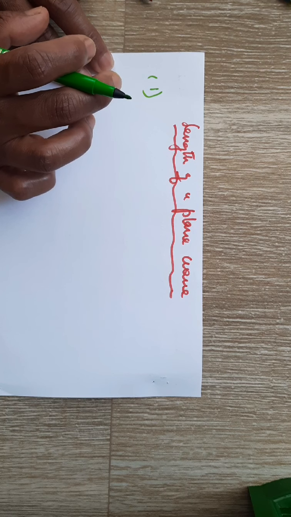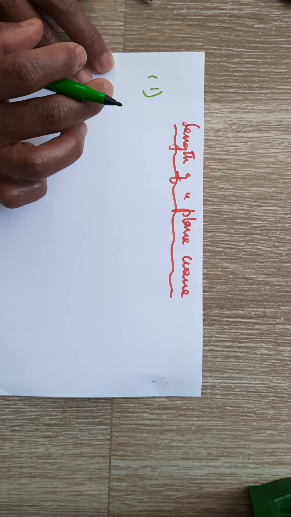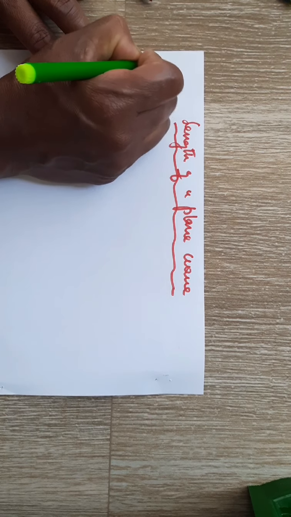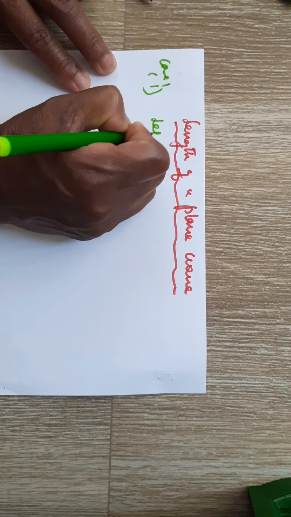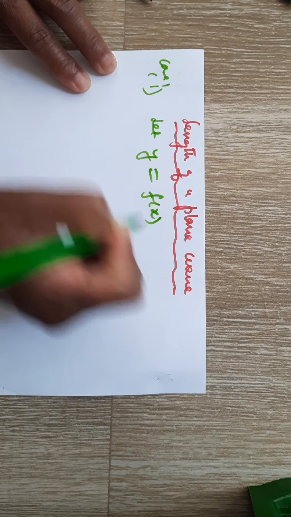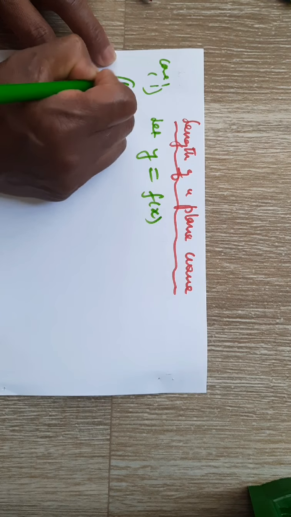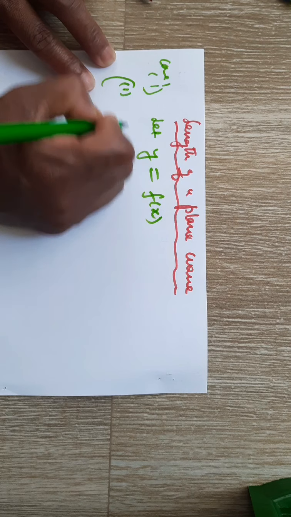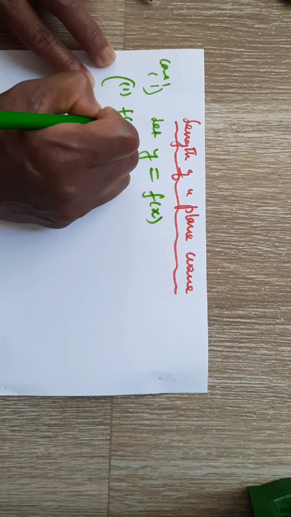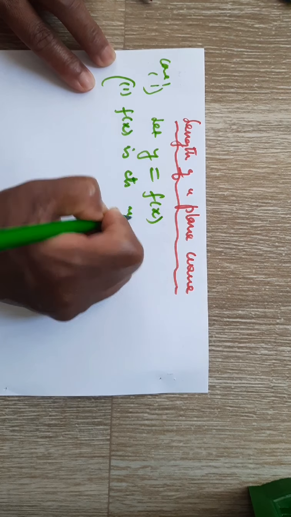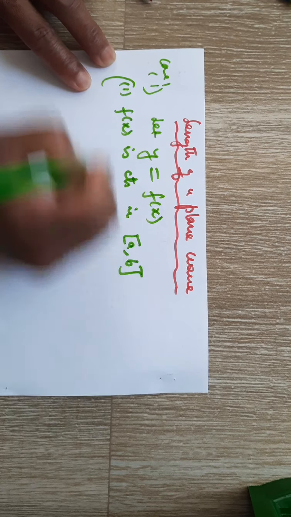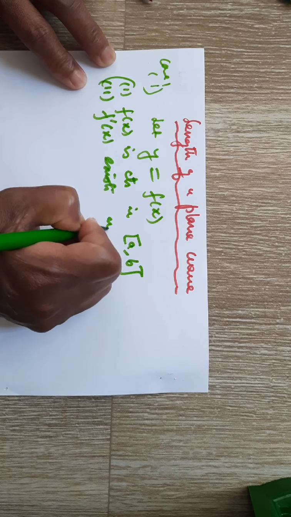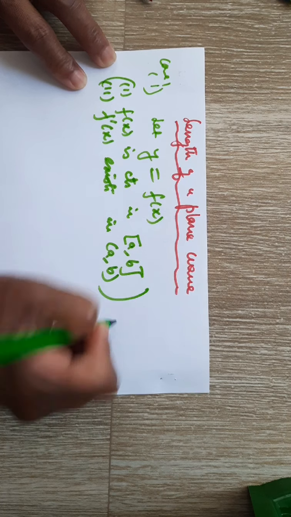What we have to note down is that f(x) should be a continuous function and the derivative of f(x) also exists in that interval. So in case 1, let y is equal to f of x. The conditions that this f(x) should satisfy are: the first one, f(x) is continuous in the closed interval a to b. Number 2, f prime of x exists in the open interval a to b.